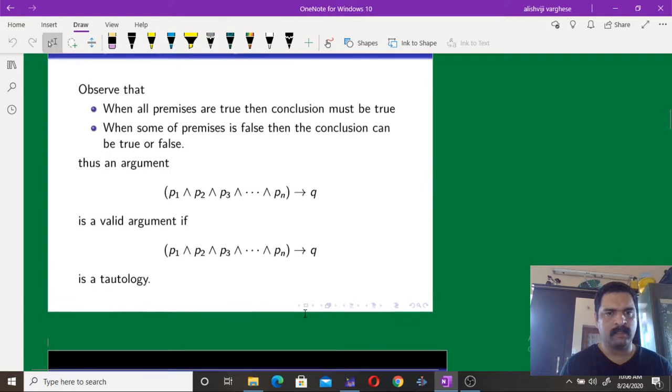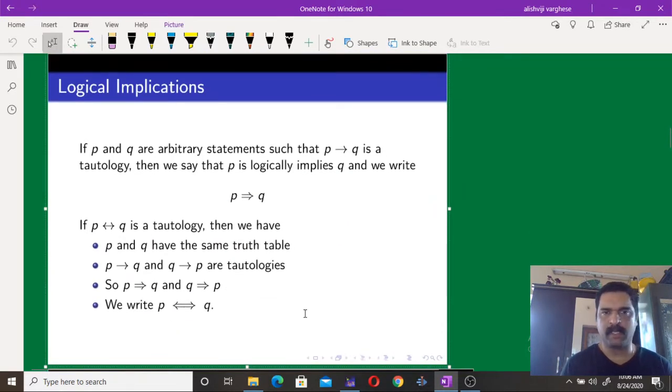Now, another thing is logical implication. This again we can use in checking the validity of an argument. Logical implication: if P and Q are two arbitrary statements such that P implies Q is a tautology, then we can say that P logically implies Q and we write P implies Q. That is, if the conditional statement P then Q is a tautology, then we say that P implies Q.